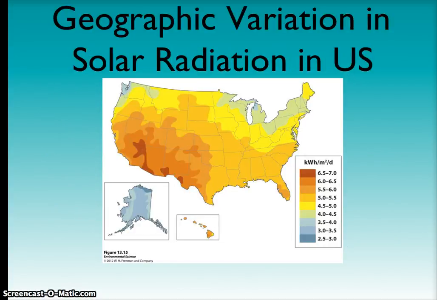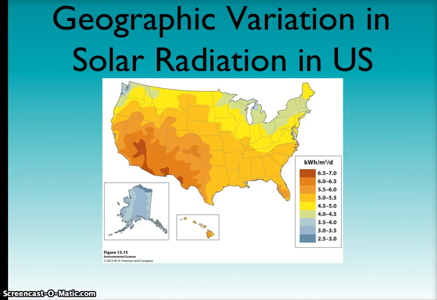So the first thing I want to point your attention to is this picture here. This shows us our geographic variation in solar radiation in the United States. What that means is it's the amount of solar energy that's available to a flat photovoltaic solar panel in kilowatt hours per square meter per day, averaged over the course of a year. So what we can see is that in the southwestern United States, that's where we're going to be able to produce the most amount of electricity from solar power.